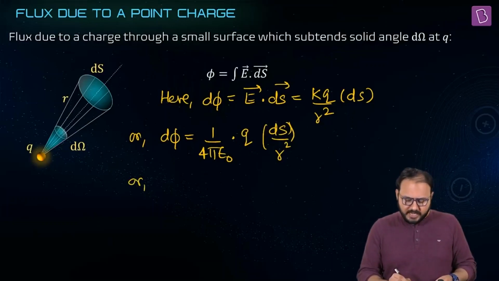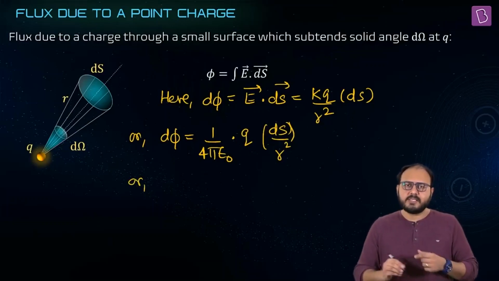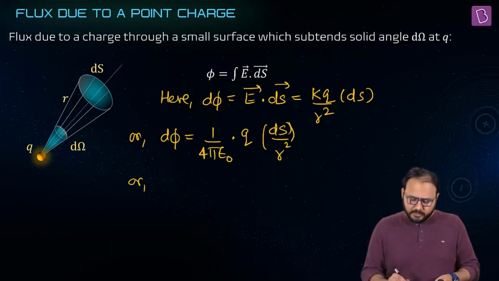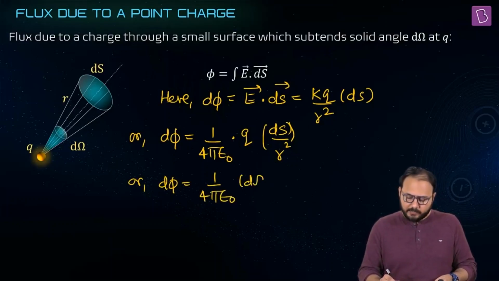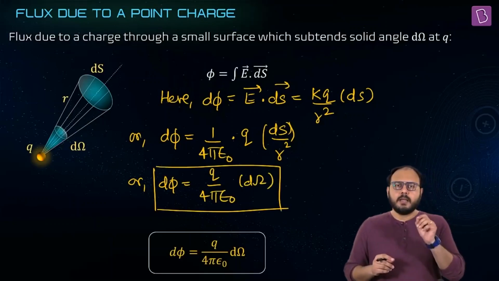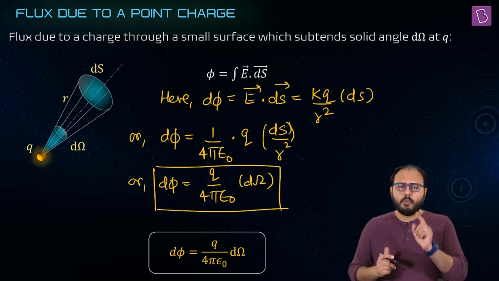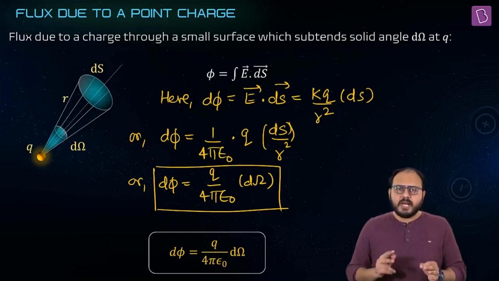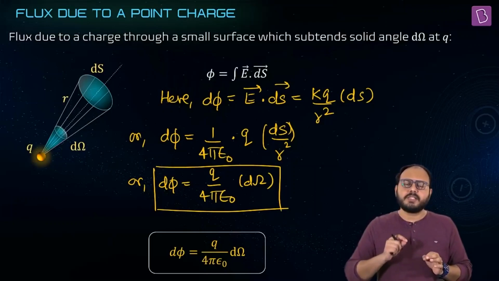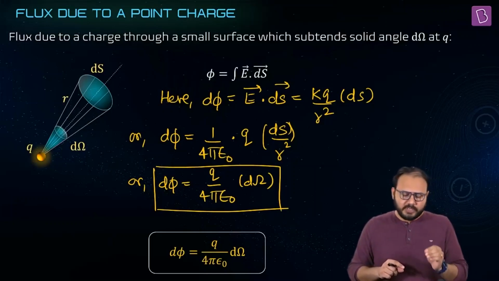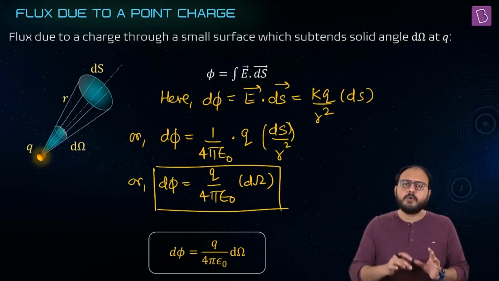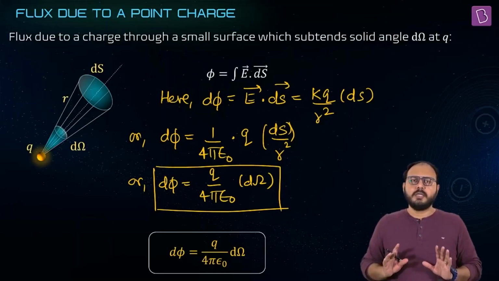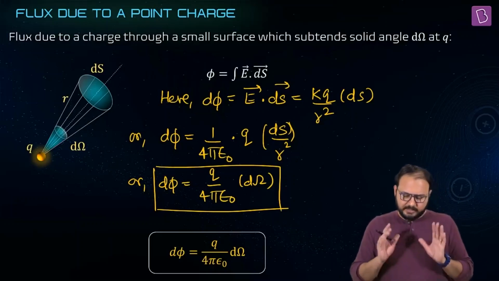Good. What is the area in this case? When the area vector is along the radius, what is area upon r square? Area upon r square is the solid angle d omega. What did I just get? I got the flux produced by the point charge passing through the surface ds, which is subtending an angle d omega at the charge. Is that part clear? Clear.